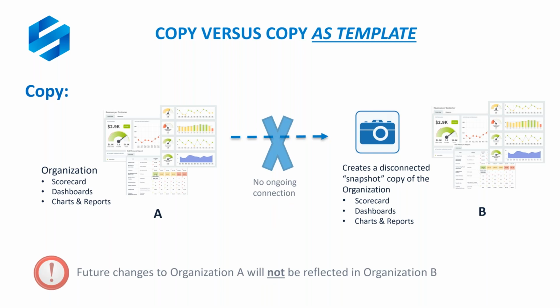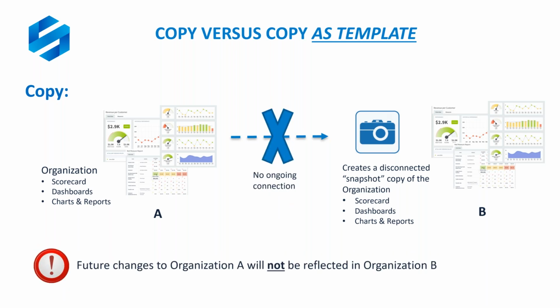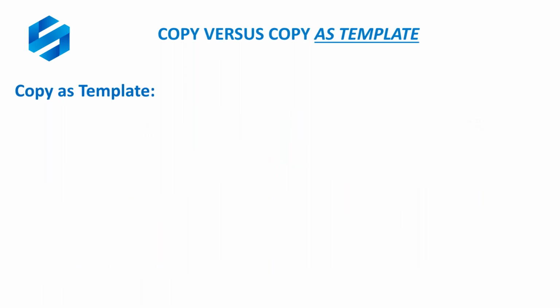But what's very important for you to understand about the copy process is you end up with a new organization that will not reflect any potential future changes to the original organization. So again, it's very much a snapshot in time of the original organization. Changes to the original will not be reflected in the copy. And in a lot of cases, that's perfect. It's exactly what you want. You just need a jumping off point to create a brand new organization that should be completely independent of the original organization.